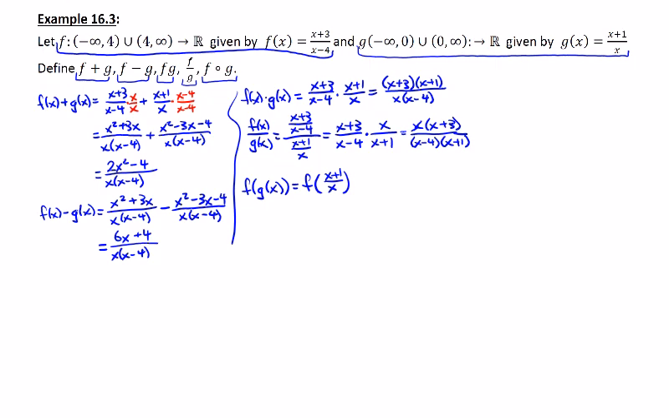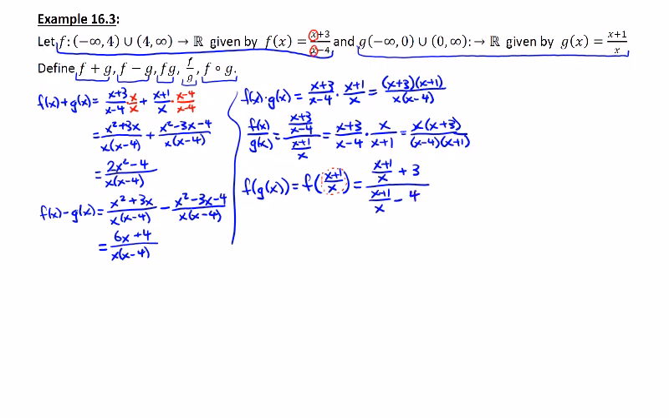So for the composition, I need to take everywhere that I see x in the f equation, and that would be in the numerator where it says x plus 3, in the denominator where it says x minus 4, and I'm going to have to plug in (x+1)/x for each one of those x's. So it's going to look like this: ((x+1)/x + 3) all over ((x+1)/x - 4).